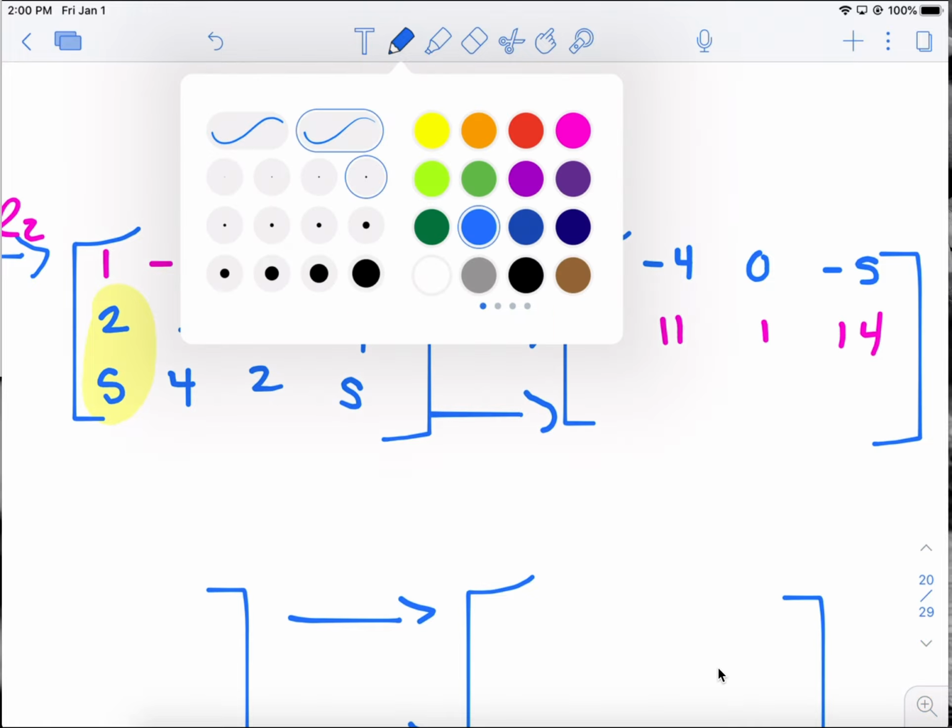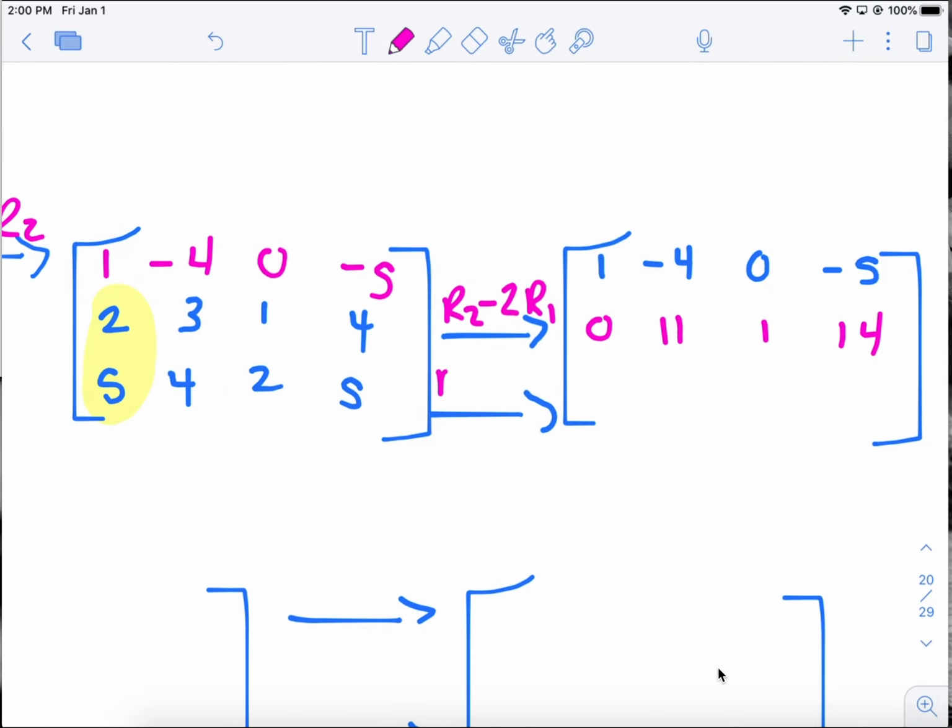For the bottom one, I did basically the exact same thing. I took row 3 and I subtracted 5 of my row 1. I'm basically doing 5 minus 5 to turn him into a 0. So I got 0, 24, 2, and 30. Okay, everything stayed whole numbers so far, also good.